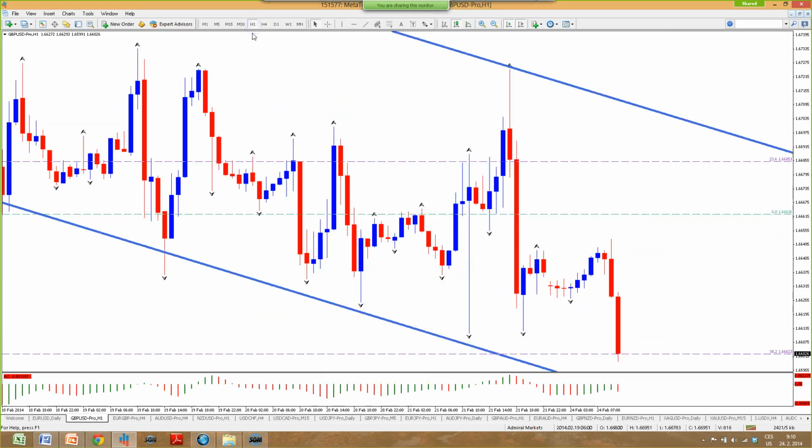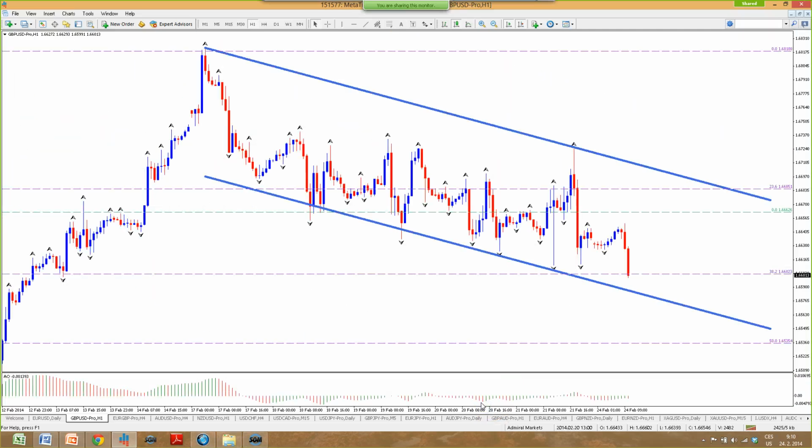Let me see if the hourly says anything differently. You see, the pound dollar had a very big spike up, but didn't get followed through. Actually, got a big downside. So we're seeing some continuation of that downside. So as I said, the 38.2 fib here. The next one could be the 50.